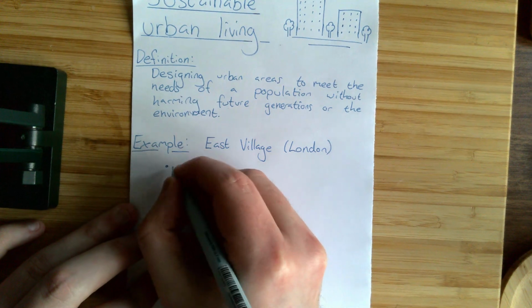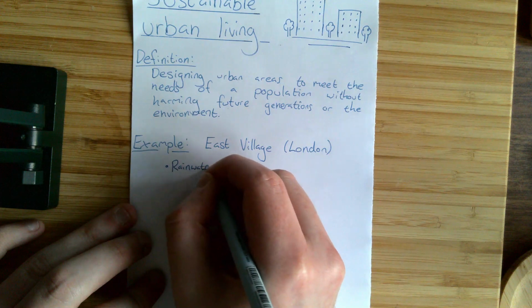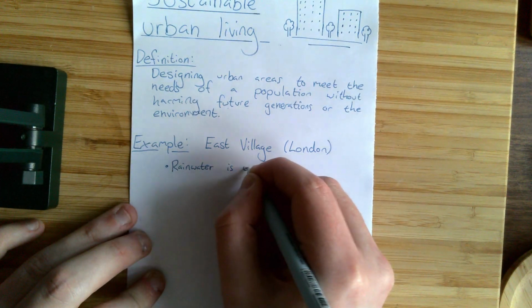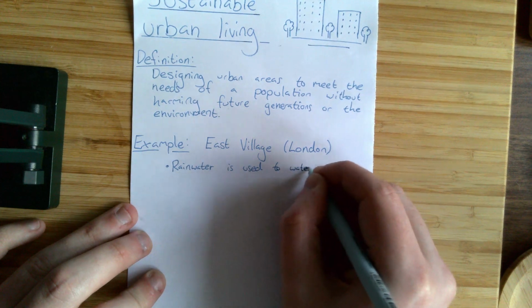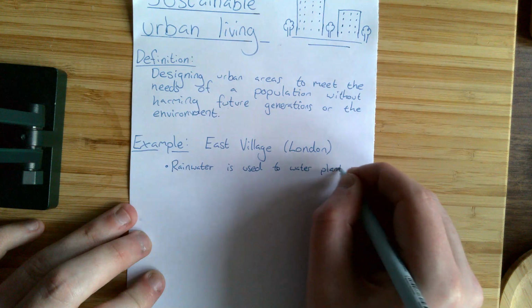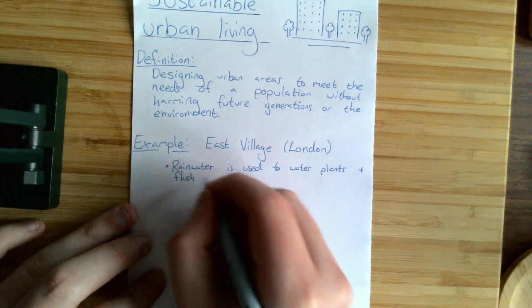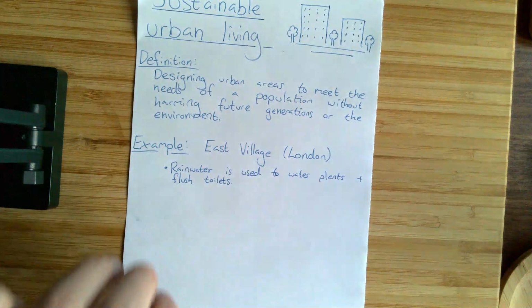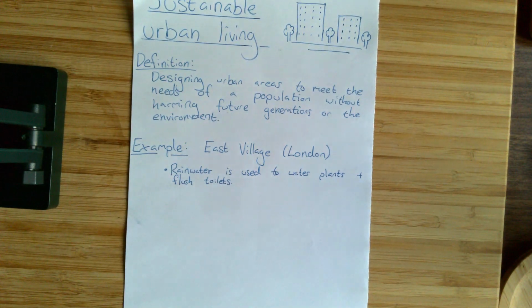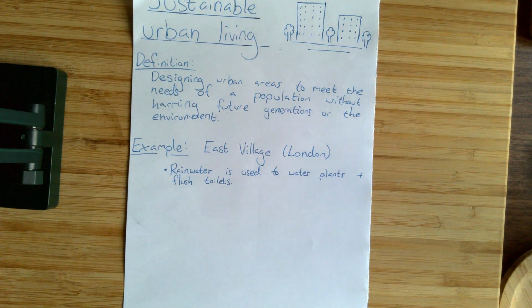Let's start off with nice and easy. Okay, rainwater is used to water plants, and also it's used to flush toilets. Okay, so they're collecting rainwater and they're doing that to water plants in, say, their gardens or in the nearby park, and they're also using it to flush toilets.